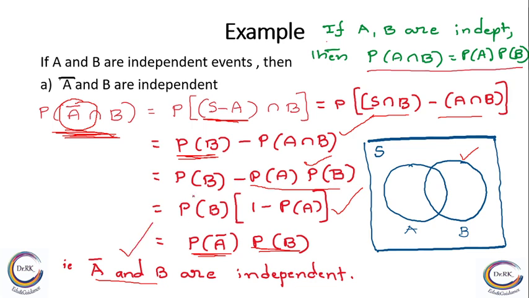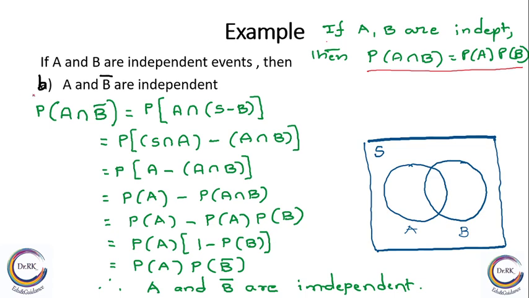Right. Now the second one, I think the same follows. So A intersection B bar. A intersection B bar can be written similar to the earlier discussion. B bar is nothing but mu minus B, that is S minus B.